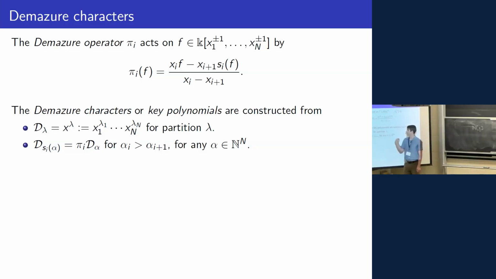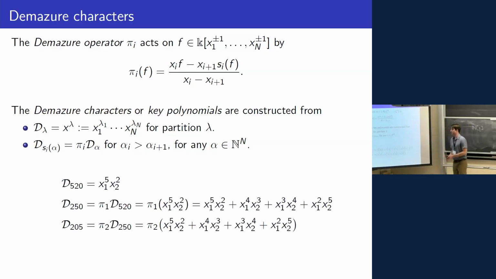If my Demazure character is indexed by a partition, then it's just this monomial, indexed by the partition weight. And if it's indexed by anything else that's not a partition, not a decreasing sequence of integers, then I can iteratively construct it by applying these Demazure operators. So let's do an example. For instance, D520 is just x1 to the 5, x2 to the 2, x3 to the 0. But then for 250, that was given by swapping positions 1 and 2. And so I got that by applying pi1 to D520.